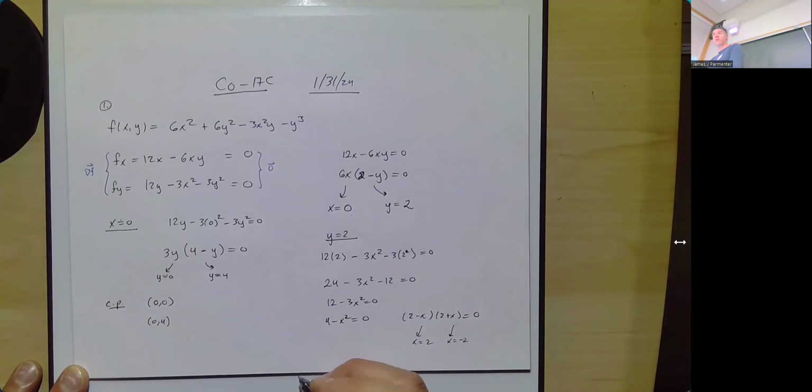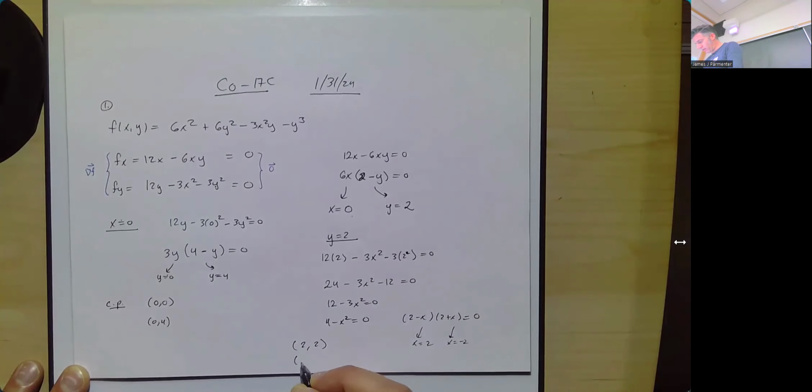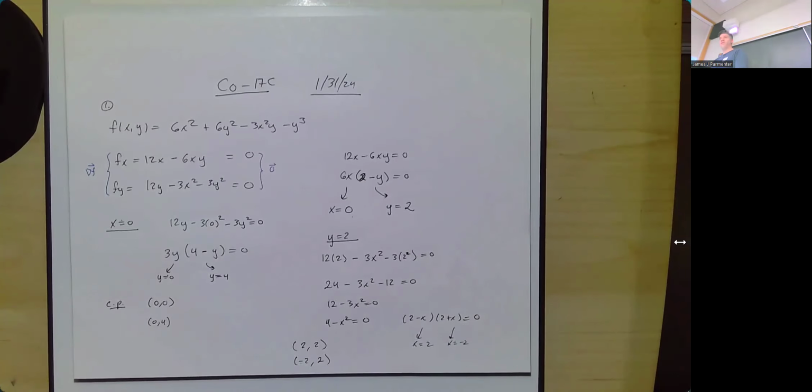So I have 2 more critical points. I have x is 2, y is 2. And I have x is negative 2, and y is 2. Oh, 4 critical points. Let's see what they are.